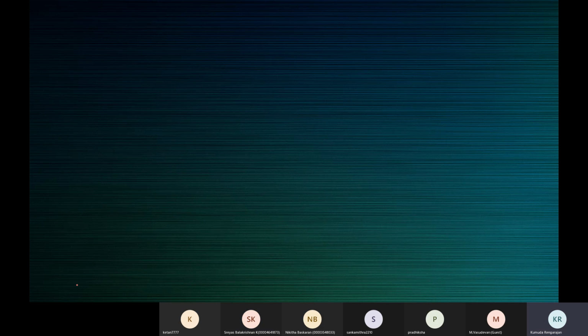It's nice to see Nikita and Pratiksha having joined the class, even after finishing their maths annual exam at school. Very nice.